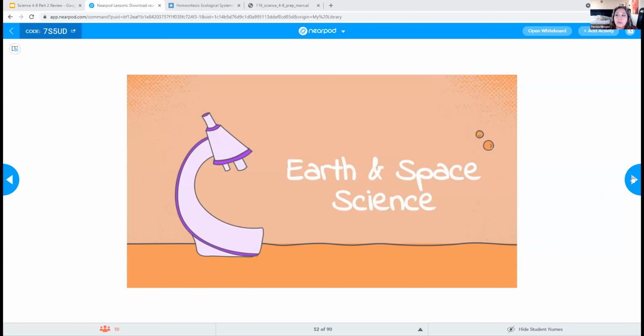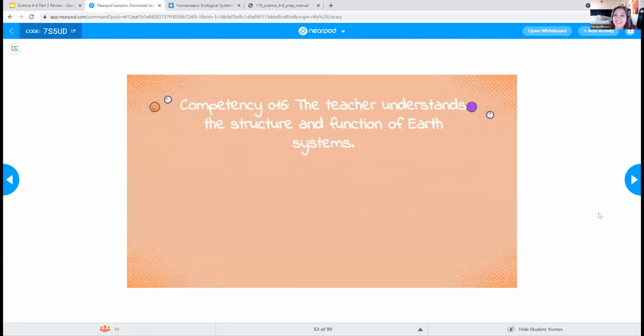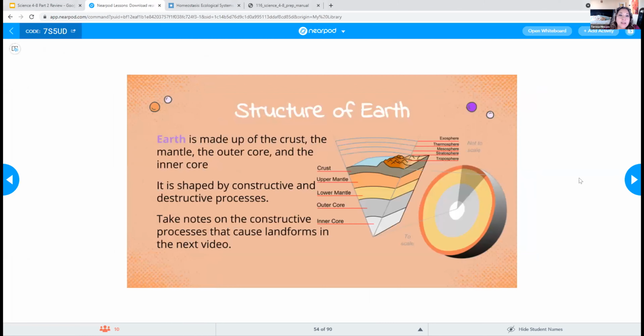All right, so next we have Earth and space science. I'll tell you for this one, there was a ton of information, so I have a ton of videos in there, so you can go back and take a look at them later as well. For the first couple of them, it's just looking at Earth systems. So you do have to know the layers of the Earth, right? You have the crust, the mantle and core and all that stuff. And understand that the surface of the Earth is going to be shaped by constructive and destructive processes.